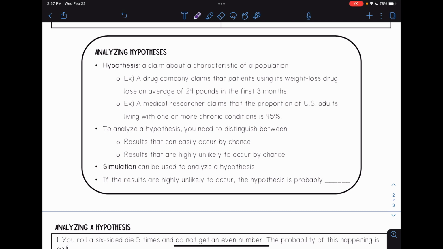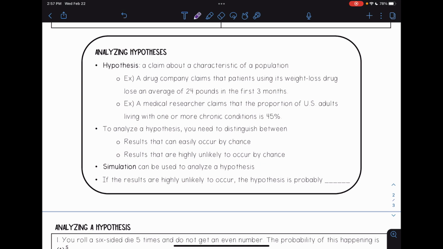Another hypothesis we have is a medical researcher claims that the proportion of U.S. adults living with one or more chronic conditions is 45%. So they're making a claim about a characteristic. The first one was claiming that the characteristic here is that they lose an average of 24 pounds in the first 3 months. The second one was claiming that the characteristic of the proportion is 45%.